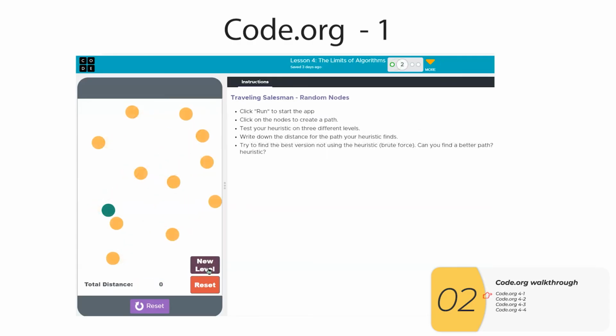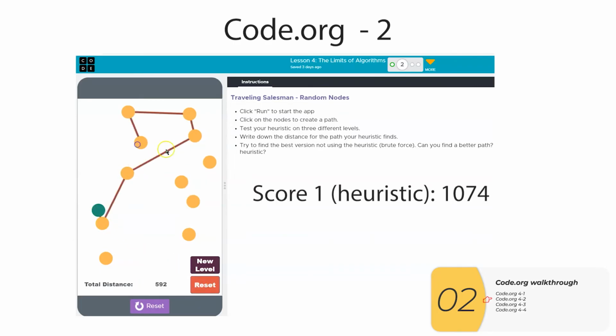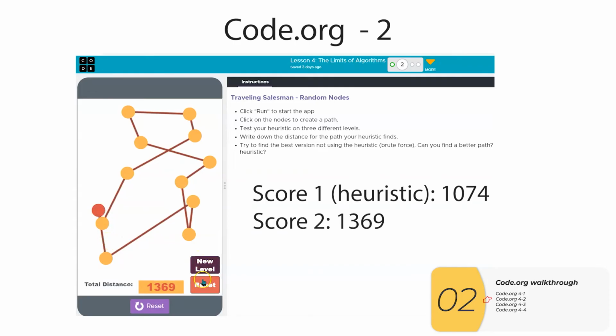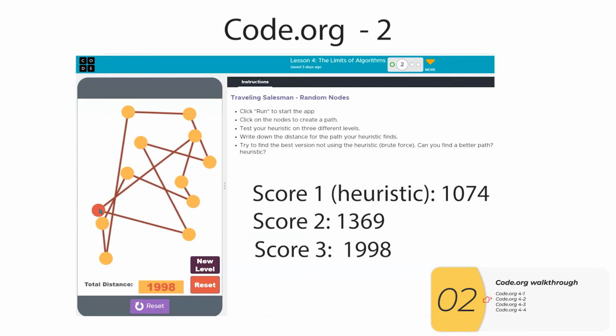Second code.org activity is pretty much the same. I can generate different levels here, so the dots will look a little bit different. But if you try it out, what you're going to find is more or less the same thing. The heuristic might not give you the best answer, but it's going to give you the answer a lot faster. I'll reset that, and if I just try to go randomly, 1369, that's a little bit worse. And again, I'm going randomly. I tried just 2 more there, and my heuristic gives me the best answer.